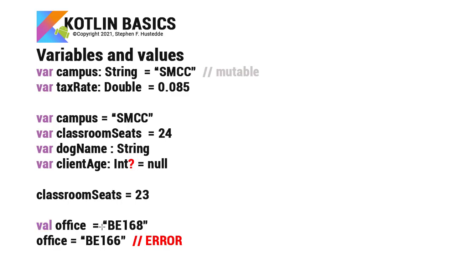So we can set val office equal to a particular string, and again, we can infer data types or we can express data types with the colon. If we try to reassign a value to a value data type, we'll get an error.